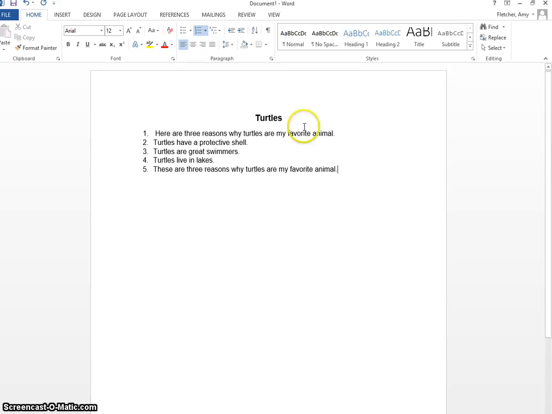Our first sentence told us what the rest of our sentences were going to be about. Our second, third, and fourth sentences were reasons why, supporting our first sentence. And our last sentence kind of summed up what our first 4 sentences were about. Okay? That's all we need to do.